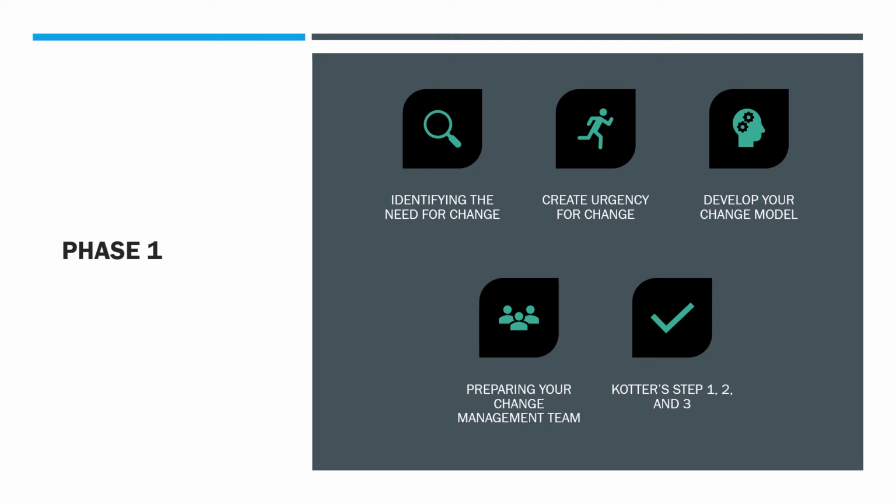In this video, we'll also be breaking down John Kotter's 8-step change model and identifying which phase each step belongs in. Phase 1 is obviously identifying the need for change, creating the urgency for that change, developing your change model, and preparing your change management team. Steps 1, 2, and 3 of Kotter's model are in this phase.